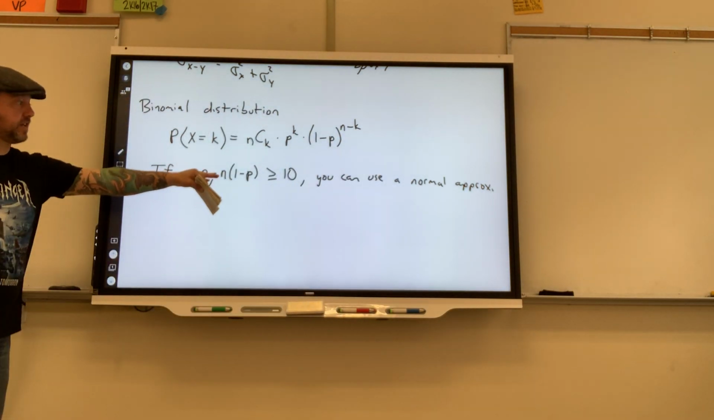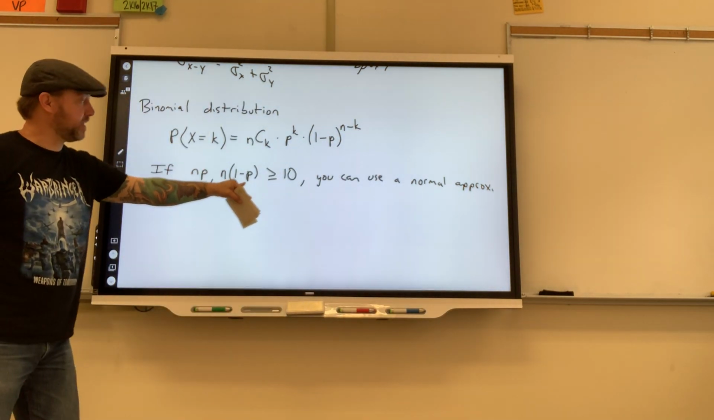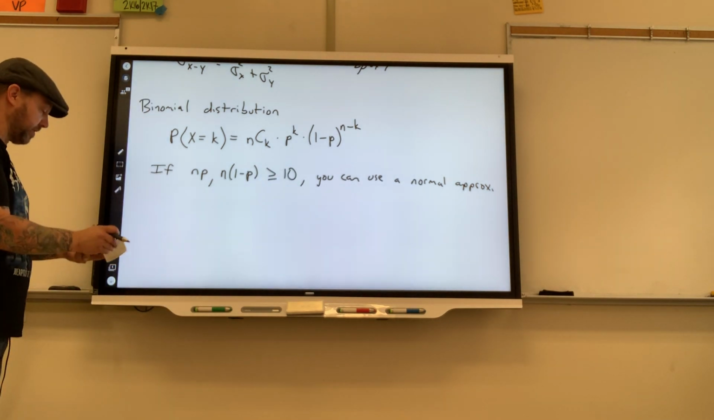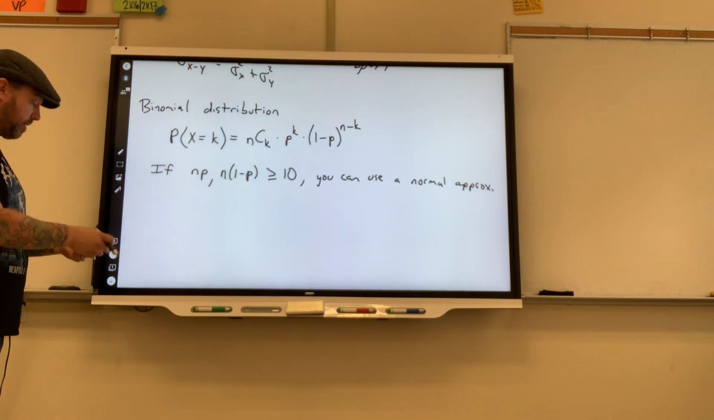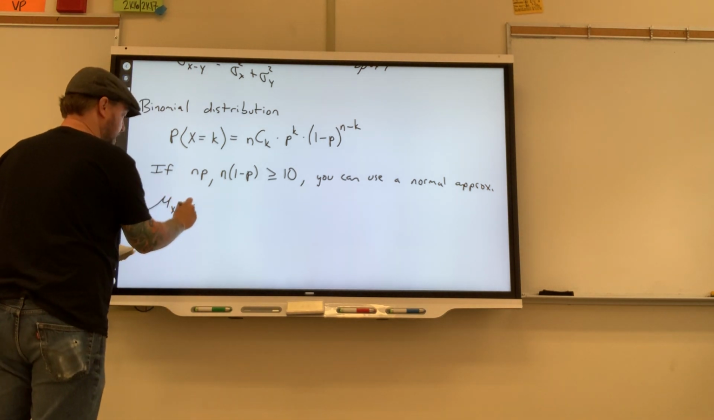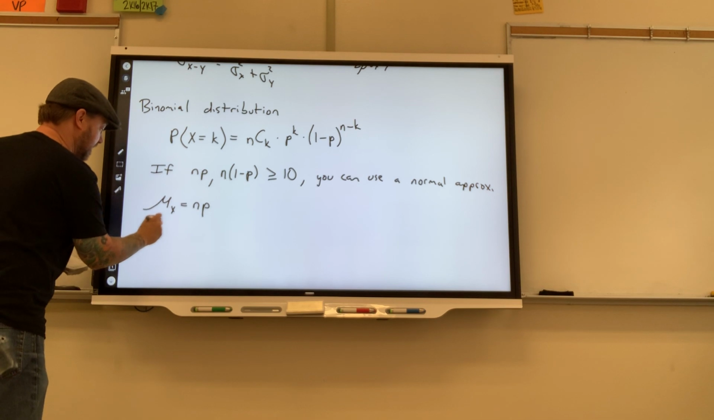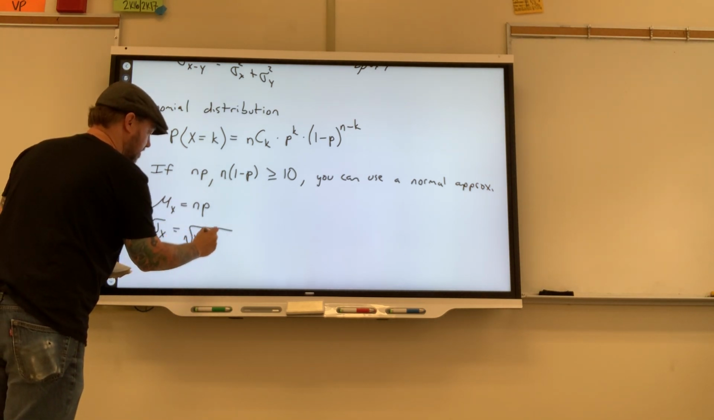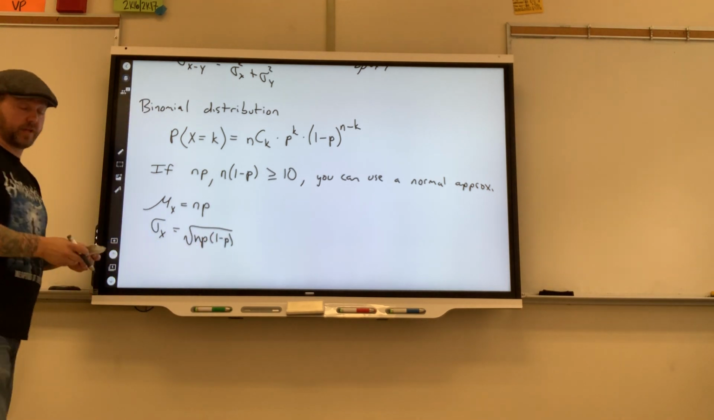If np and nq, where q is 1 minus p, are both greater than or equal to 10, you can use a normal approximation for a binomial distribution. The mean is np, the standard deviation is root npq.